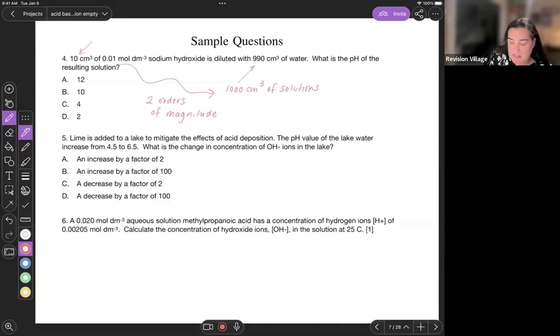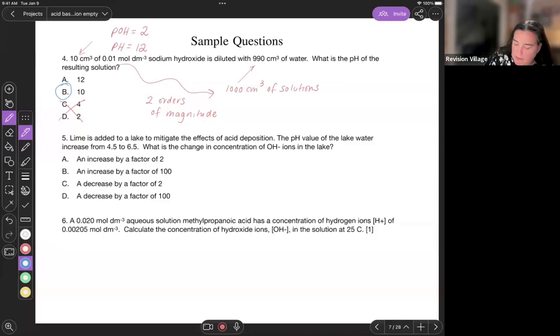Now, I know this is a basic solution, so I expect the pH to be higher than 7. So options C and D are both going to be wrong. The initial pH is maybe not too hard to figure out. The pOH is going to be minus the log of the concentration of hydroxide, so minus the log of 0.01, which is 2. So the initial pH would be 14 minus that, which is 12. And if I dilute the solution by 2 orders of magnitude, my expectation is that the pH will be 10.